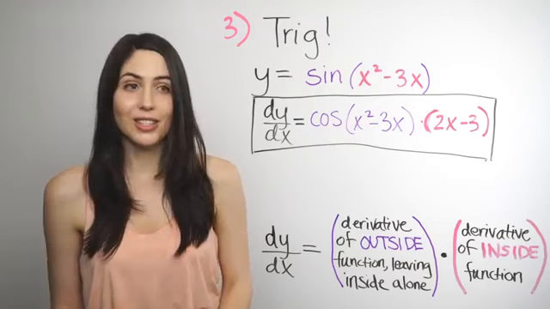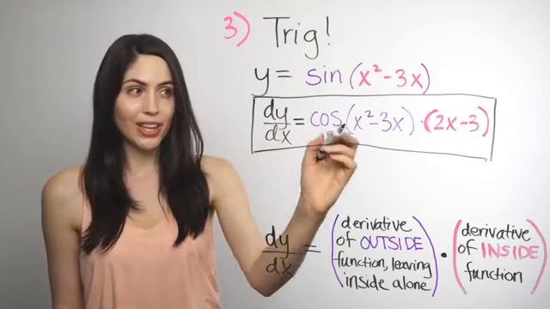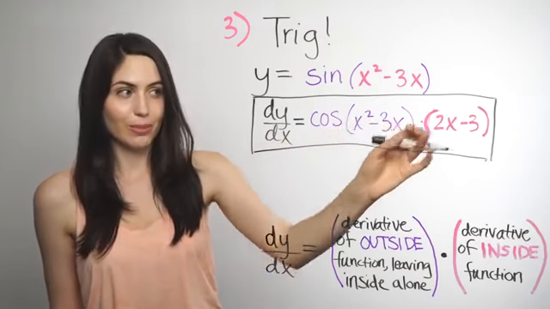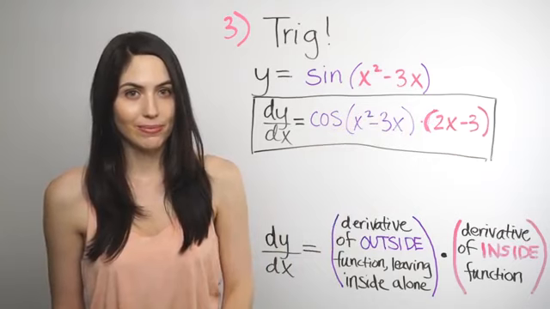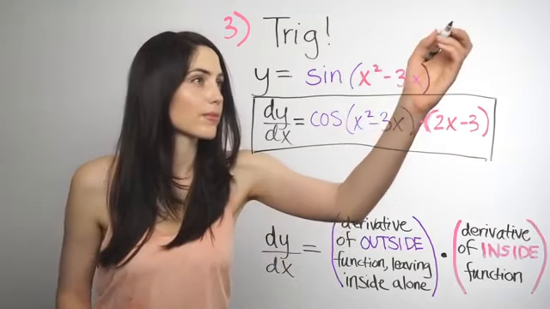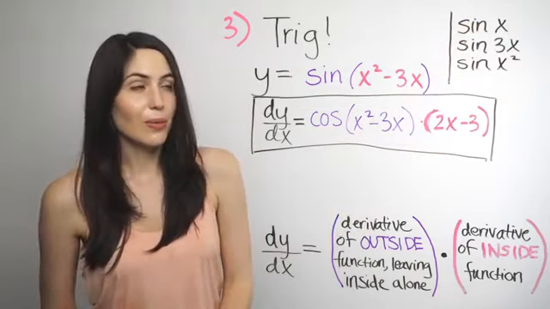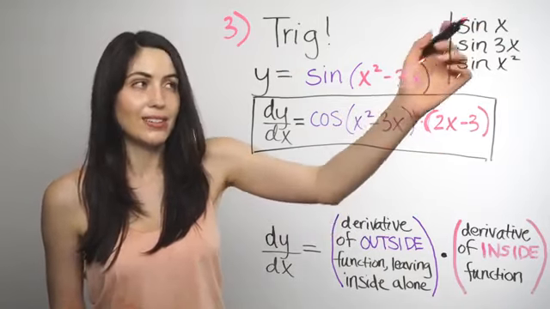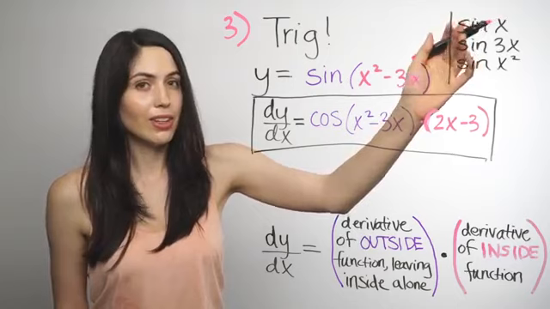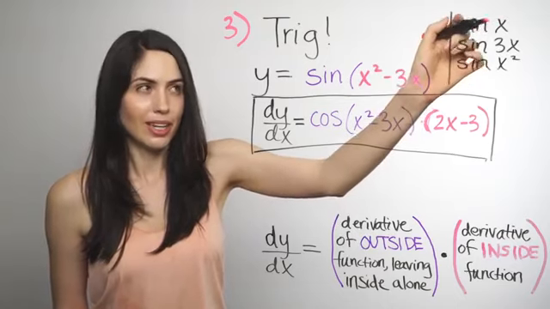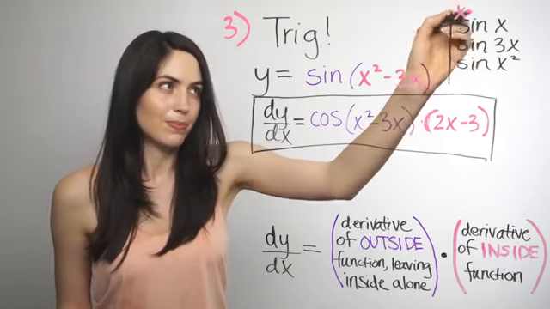And that's it. That's your answer. dy/dx is equal to cosine of (x squared minus 3x) times (2x minus 3). Okay, what if instead you had just sine of x? Would you need the chain rule? No, there's no complicated inside function.